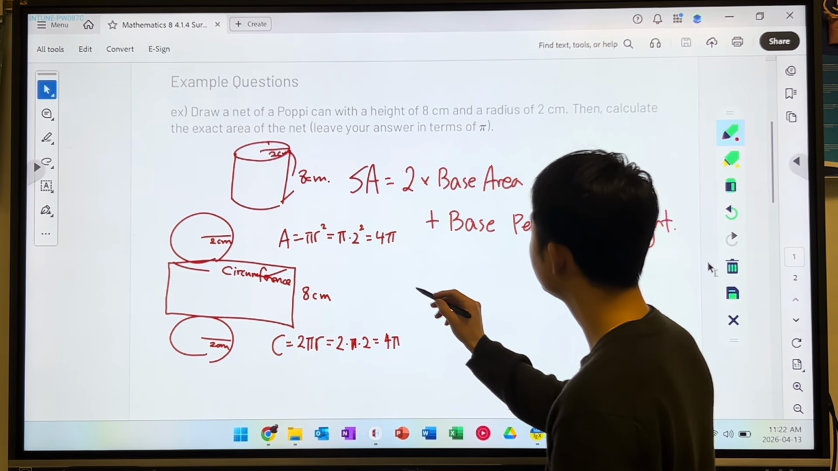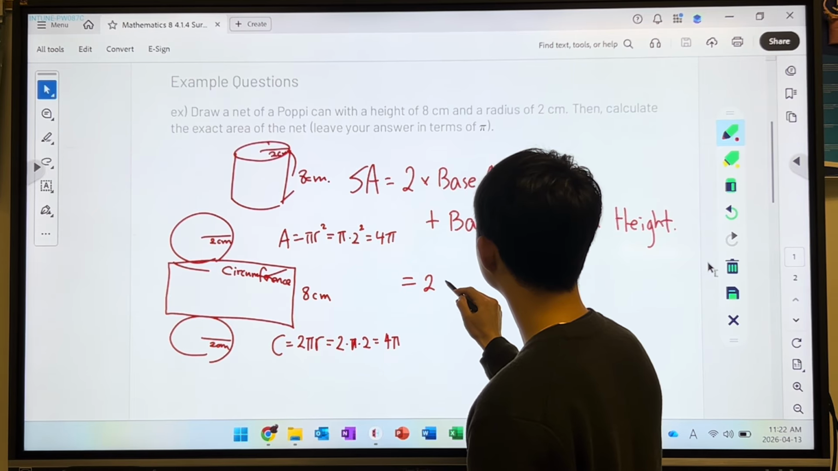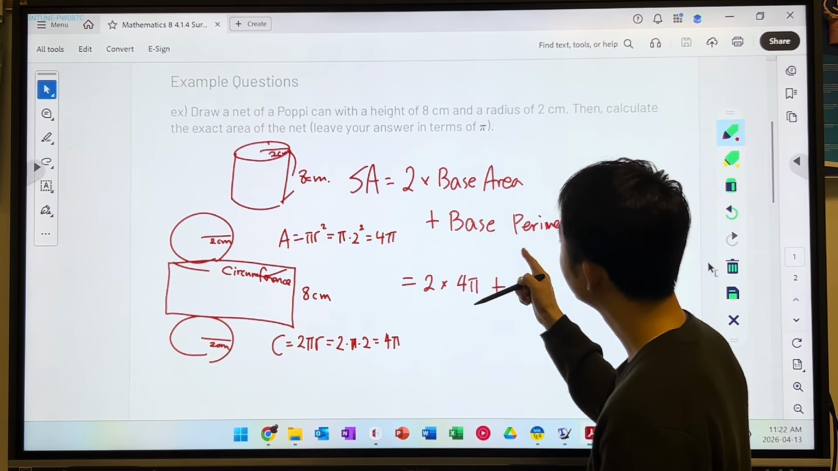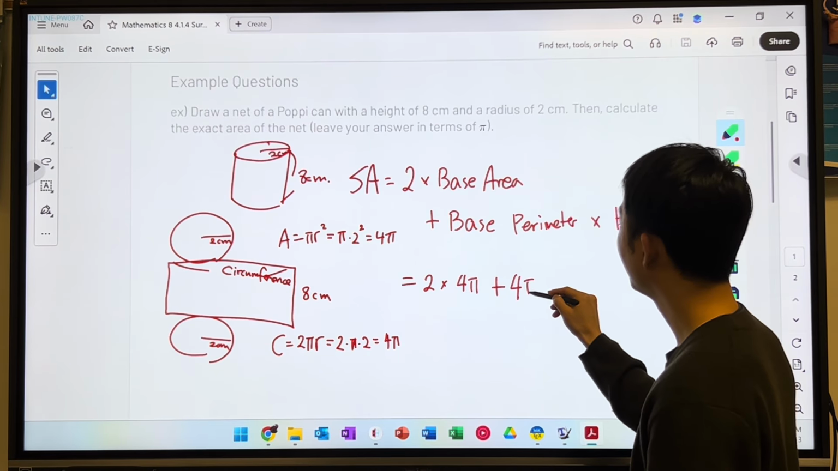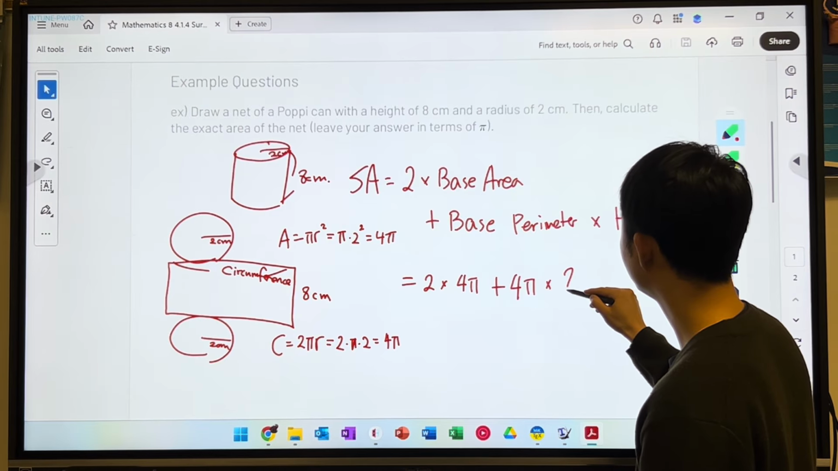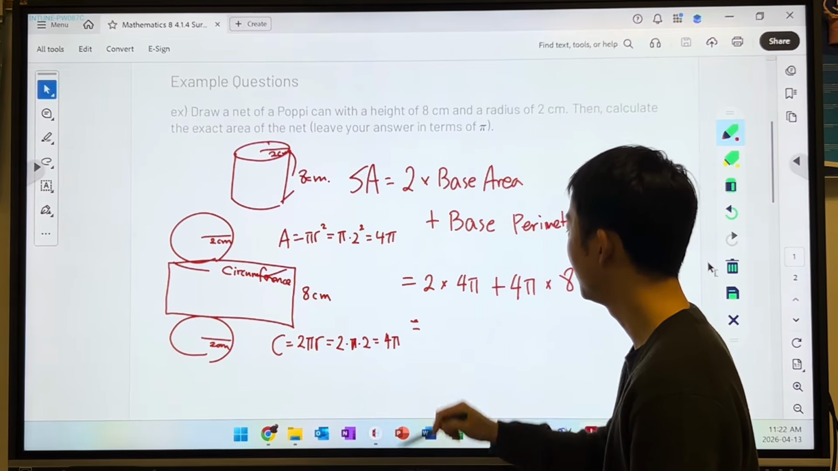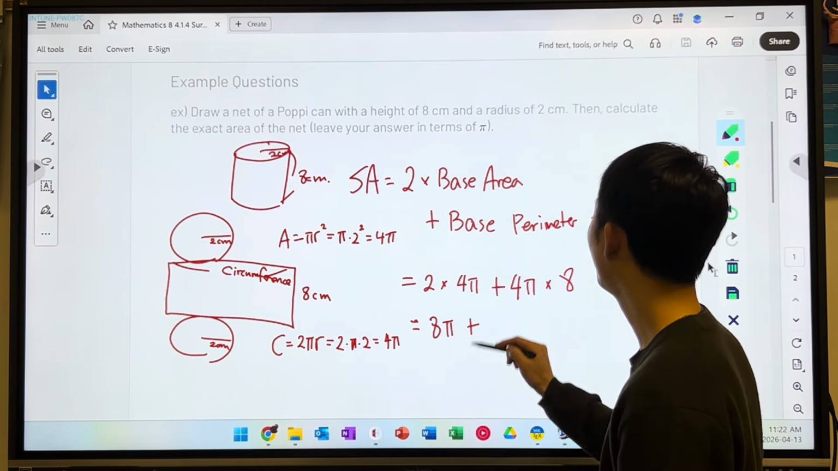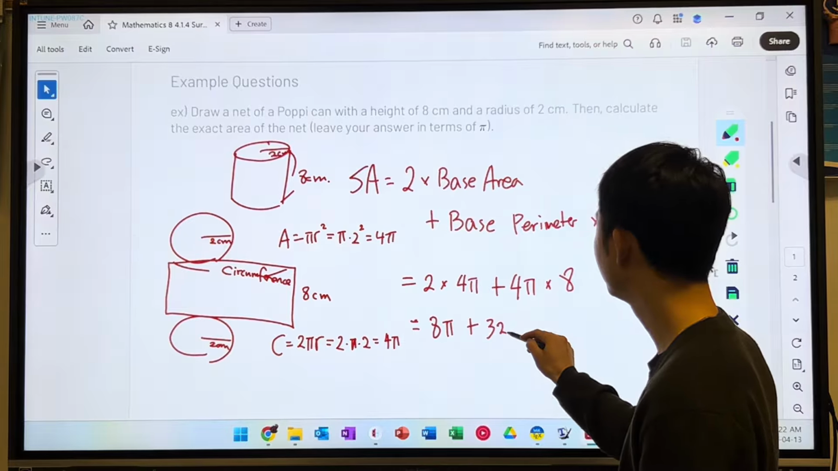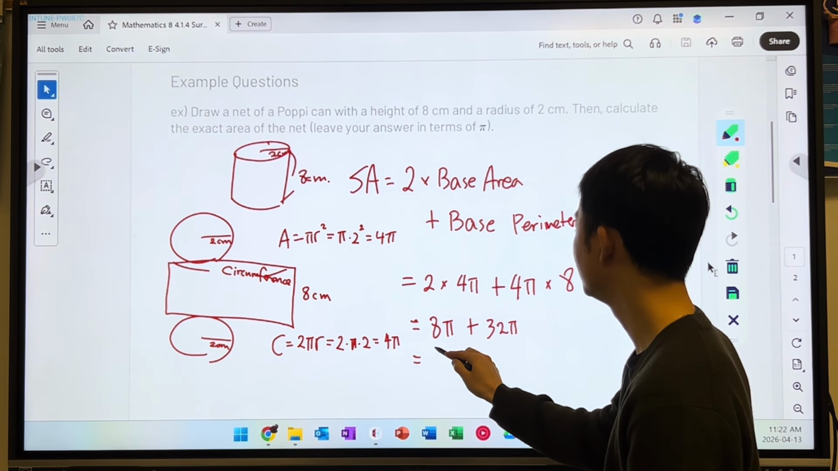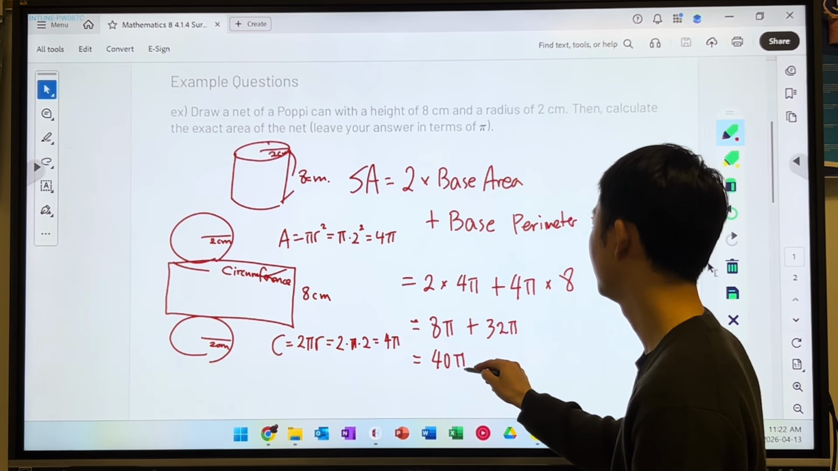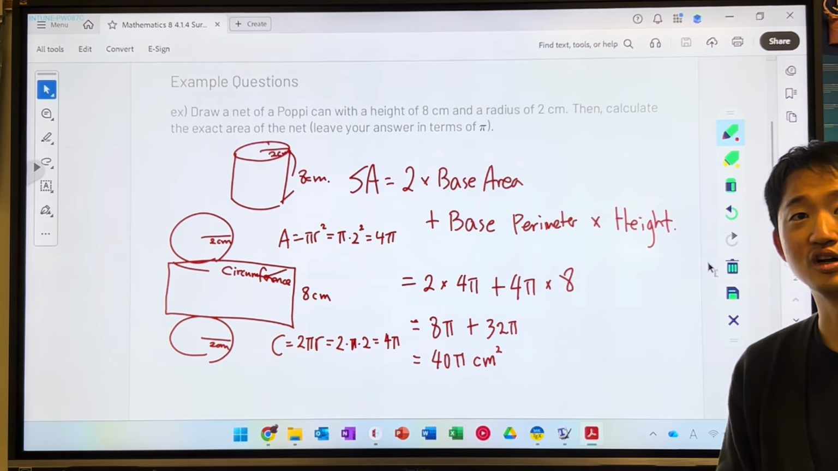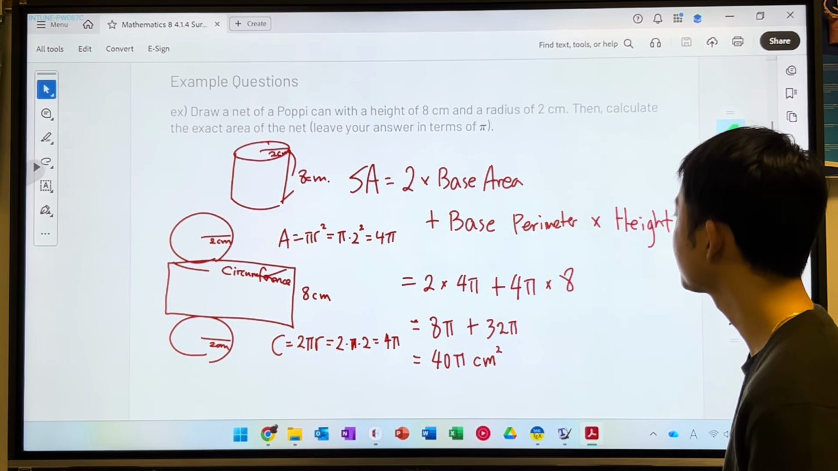Now let's plug in the numbers. That's going to be 2 times the base area, which is 4 pi, plus the base perimeter, which is 4 pi, times the height, which is 8 centimeters. Let's multiply these. 2 times 4 pi is 8 pi. 4 pi times 8 is 32 pi. So my final answer is equal to 40 pi centimeters squared, as the unit of area is centimeters squared.